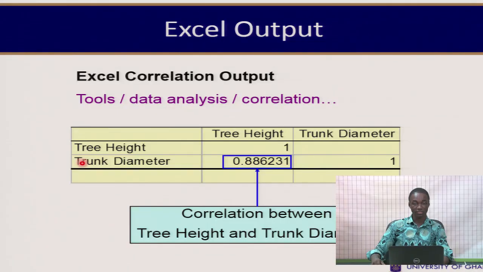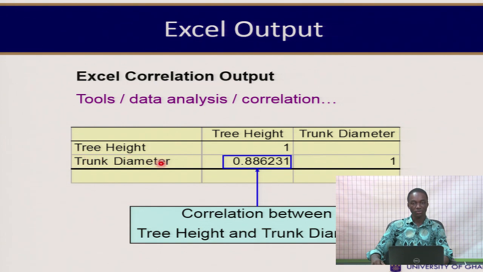In Excel, you can also find the correlation coefficient. Under the data analysis tool, using the analysis tool pack, there are ways to find the correlation coefficient. And the Excel output is given here, as shown here, giving you the relationship between the trunk diameter and then the tree height. Now, this entire table is what we call a correlation matrix.